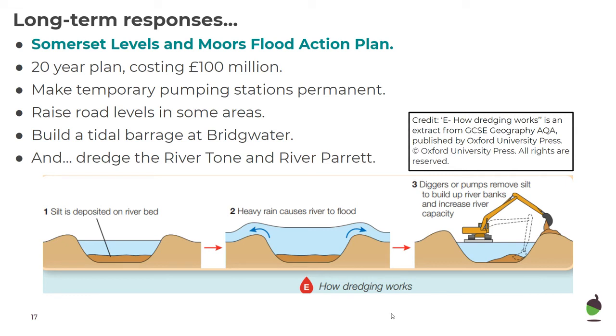However, if rivers are dredged, this could mean diggers or pumps can be used to remove silt from the river channel to build up the river banks, increasing the river capacity. This would mean that rivers can hold more discharge, which therefore reduces the chance of a flood occurring in the first place. So dredging could be a really important key strategy to reduce the floods in the future.